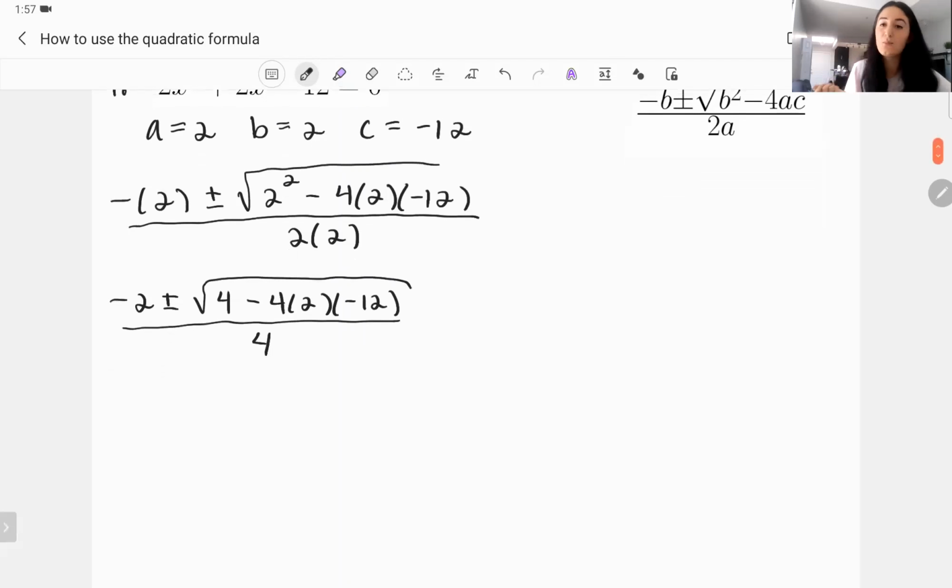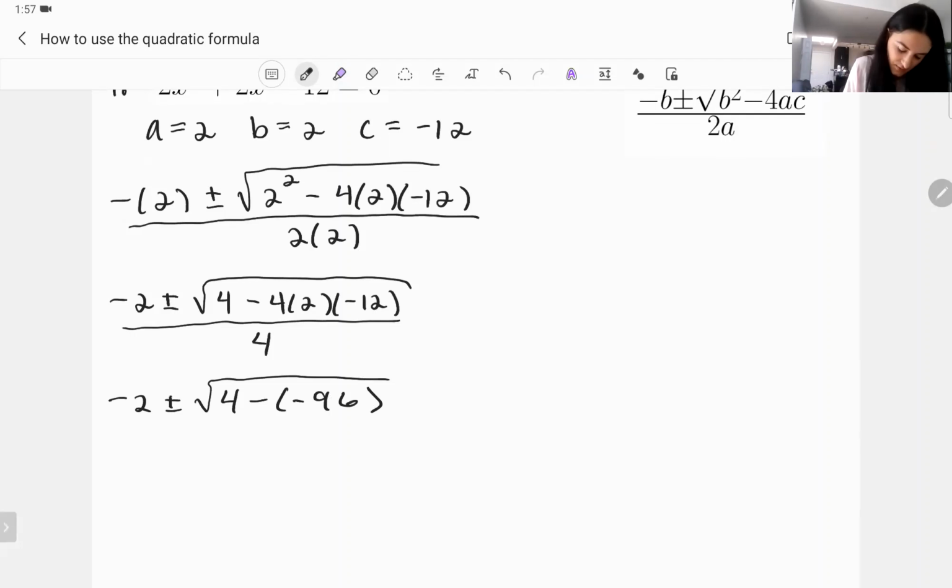So now we just got to keep doing more simplifying. So we have minus 2 plus or minus square root of 4. Okay, now we have 4 times 2 times negative 12. Well, 4 times 2 is 8, and 8 times negative 12 is negative 96. So we have 4 minus a negative 96 all over 4.